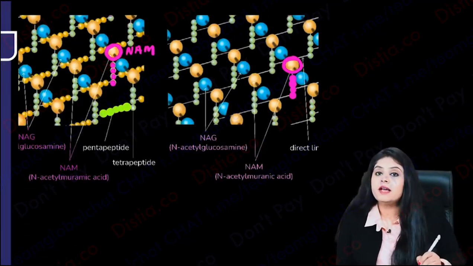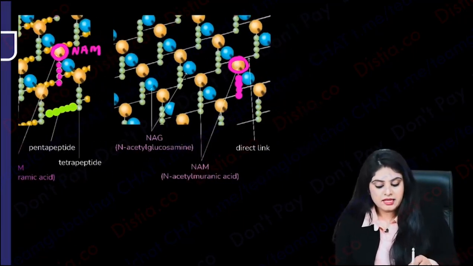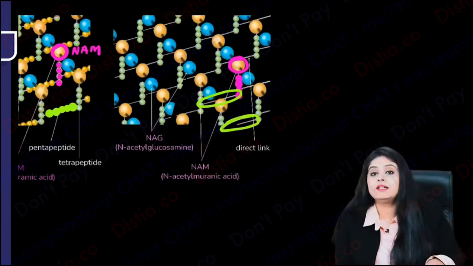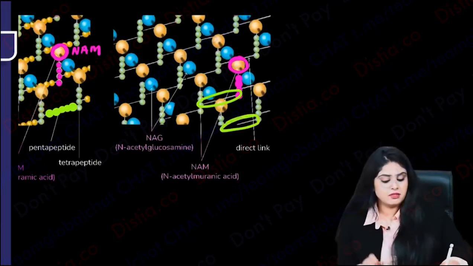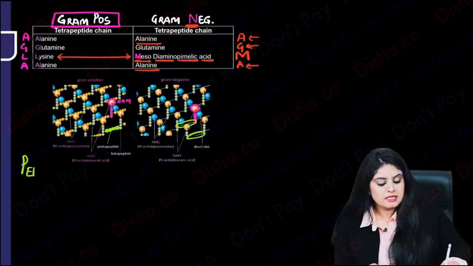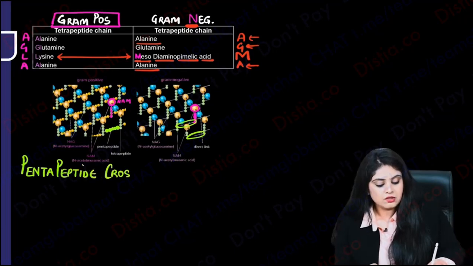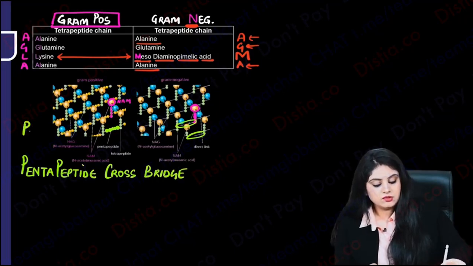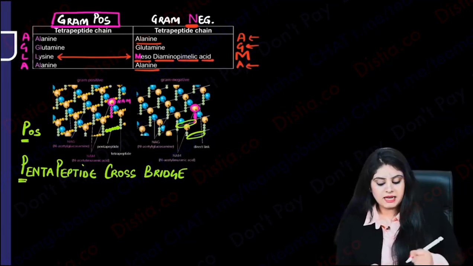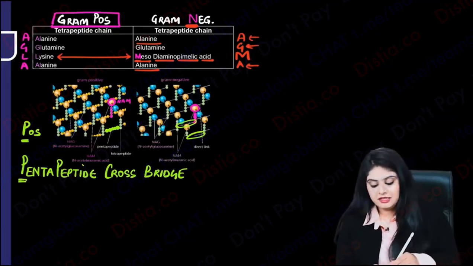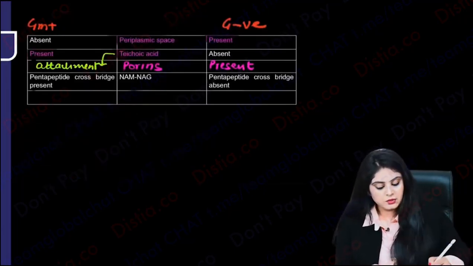I only see it in gram positive. I don't see any connection in the gram negative. So now if I ask you, 5 amino, 5 for what? Pentapeptide. Which of the cell walls has a pentapeptide cross bridge? And that was your last P that you had to study for gram-positive. The pentapeptide cross bridge is seen in gram-positive organisms, and that was the part of the table.